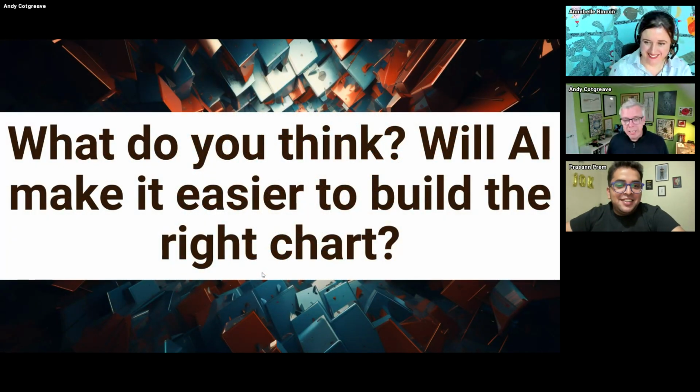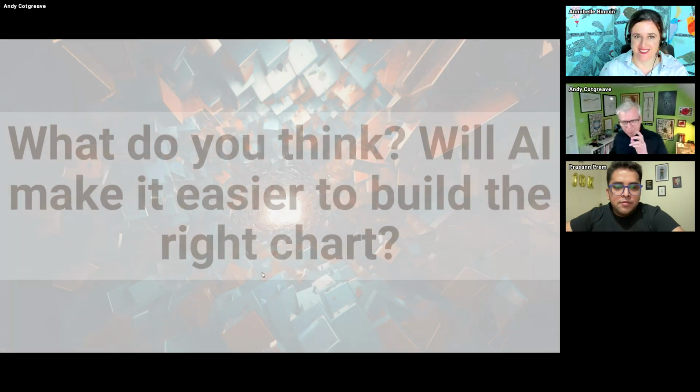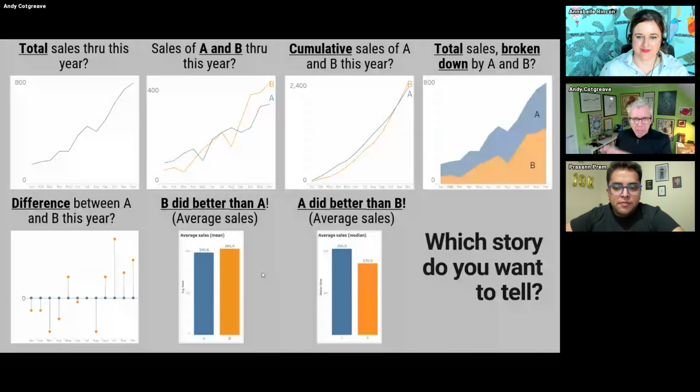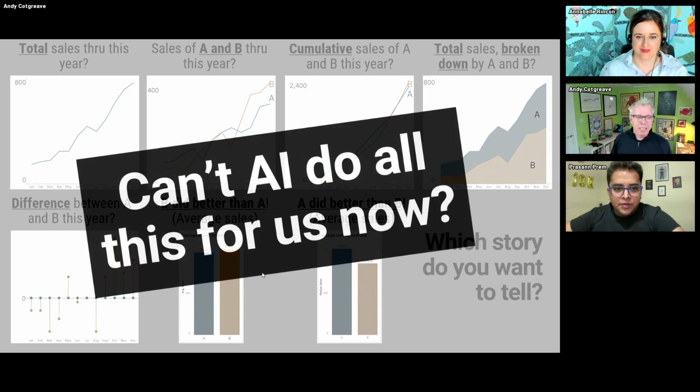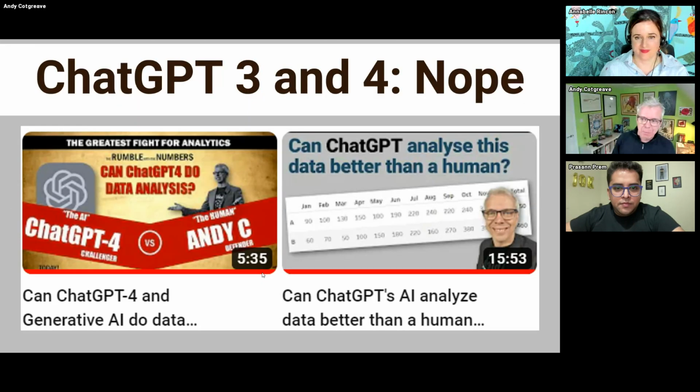Will it make it easier for us to build charts? I don't know. At this point, I wish we were all having a live beer or wine or coffee-based conversation. I started off with this. I talked about charts, and again, I said how I've been asking, can't AI do all this for us now? Well, in my explorations, if you use ChatGPT 3 or 4, it can't, because it's a large language model, and it's quite comic when it tries to do numeric operations.